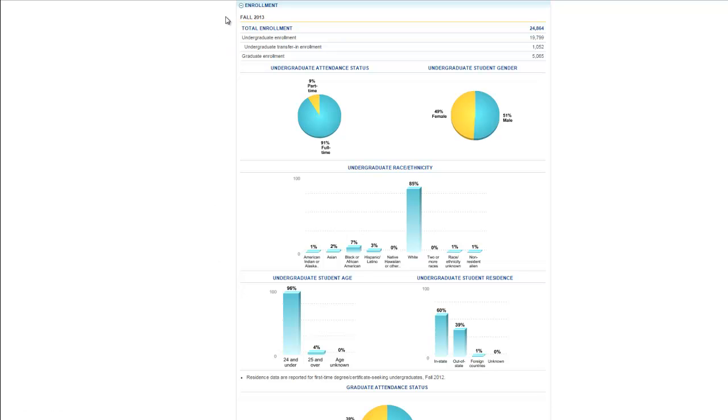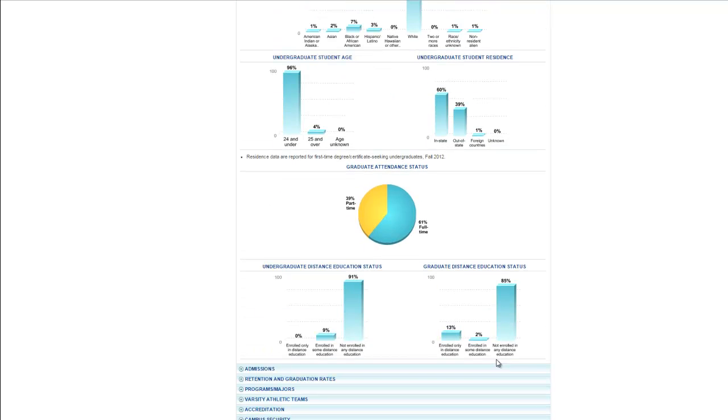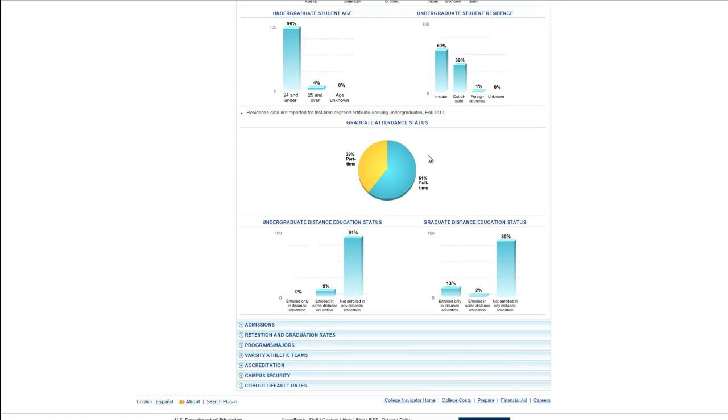So this is for fall 2013. You've got your total enrollment. You've got how many of them are graduates, how many are undergraduates. You've got this breakdown of race and ethnicity, what their ages are, and how many of them are from in-state, out-of-state, or foreign countries. Same thing for graduate students. 61% of them are full-time.